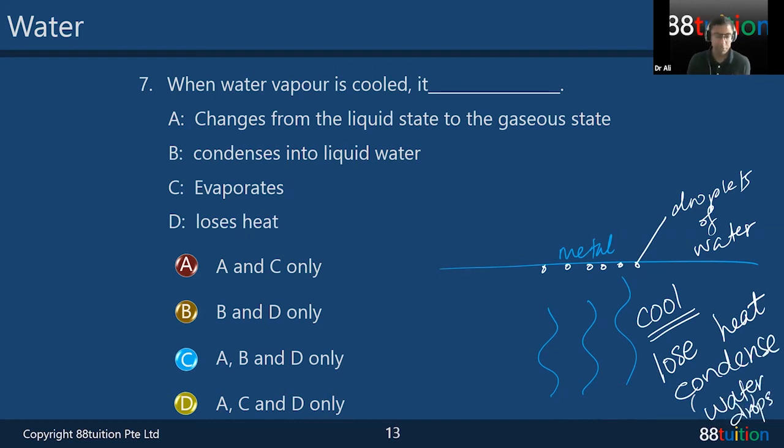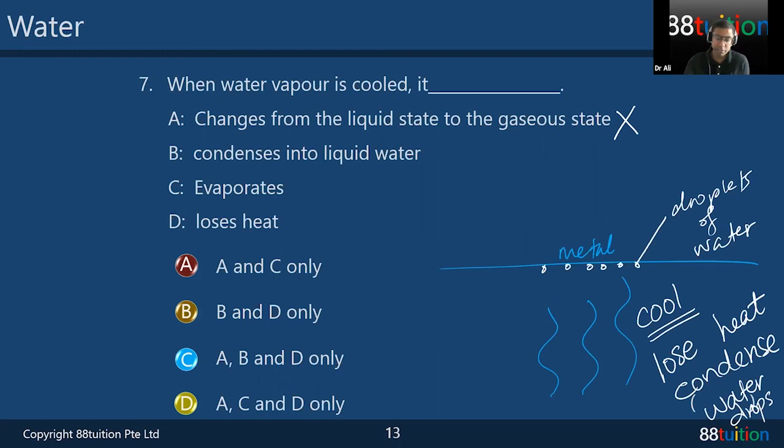Okay. So, which of the statements here refers to the statements that I've just mentioned? It changes from the liquid state to the gaseous state. Wrong. It changes from the gaseous state to the liquid state. Opposite, right? Because you can see from the diagram clearly, it's from the gaseous state to the liquid state.